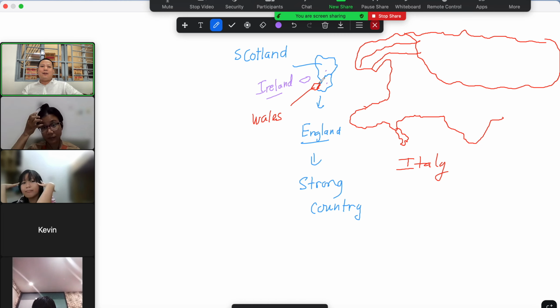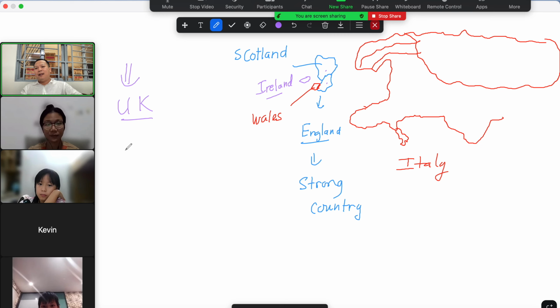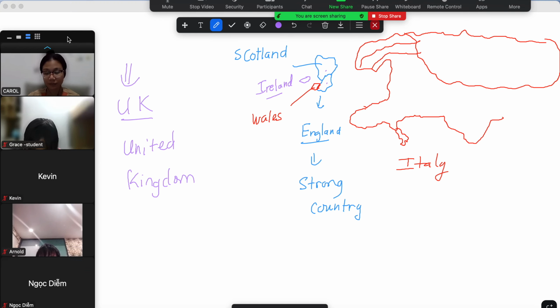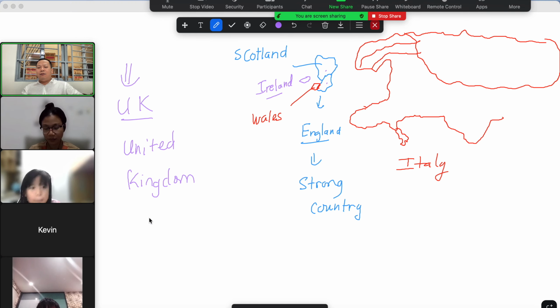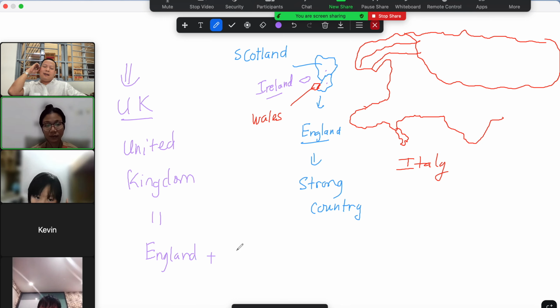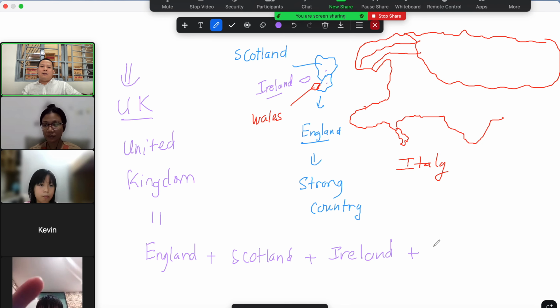So when England captured three countries, they called it the UK, the United Kingdom. When you say United Kingdom, it has four countries. Number one is England. Second, Scotland. Then Ireland and Wales.